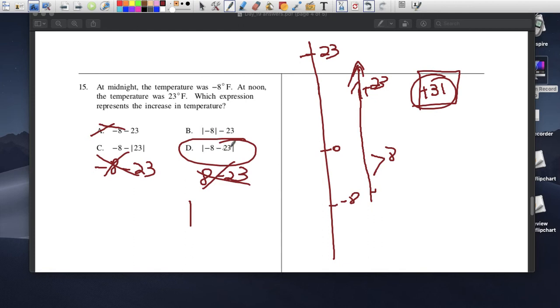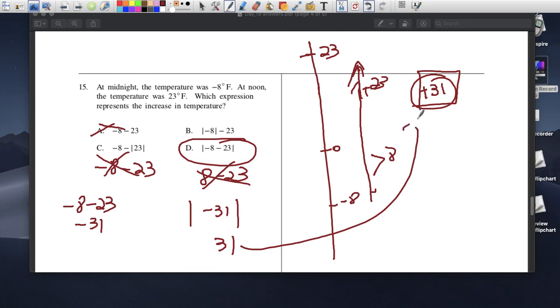And let's prove it. Negative 8 minus 23, you can use a calculator. It's going to give you negative 31. Absolute value of negative 31 is 31. And isn't that what we're looking for? 31. And that's day something, 19.